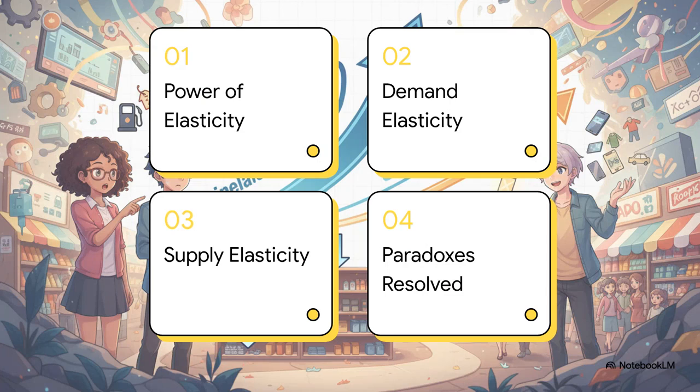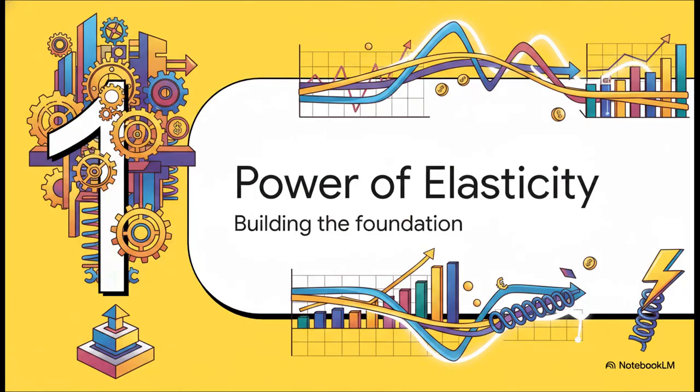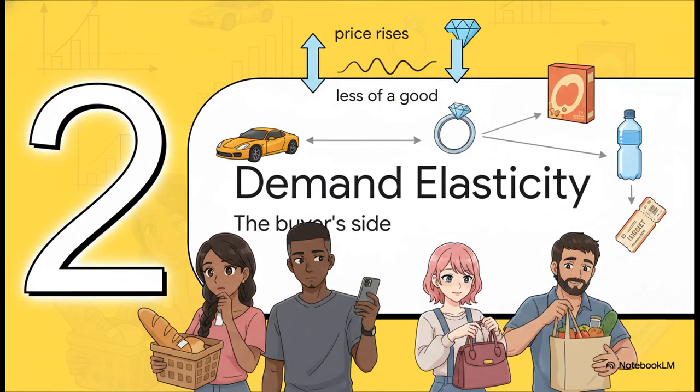So, to solve our farming mystery, here is a quick roadmap. We're going to build our conceptual toolkit step by step today. 1. The power of elasticity. 2. Understanding demand elasticity. 3. Supply elasticity. And finally, 4. Paradoxes resolved. Okay, part 1. The power of elasticity. Let's just lay down the foundation for why this concept has so much unbelievable power over the market.